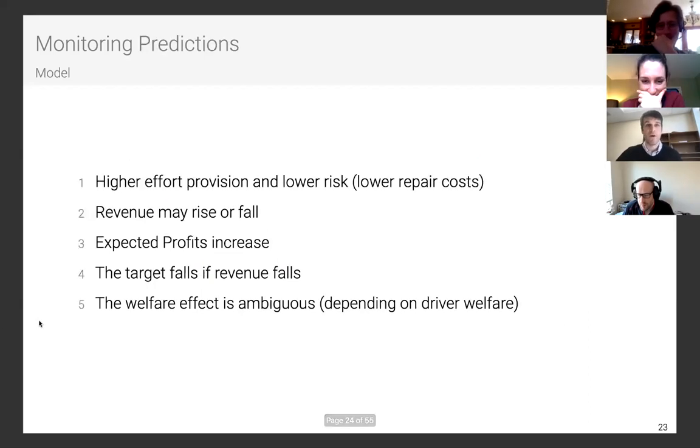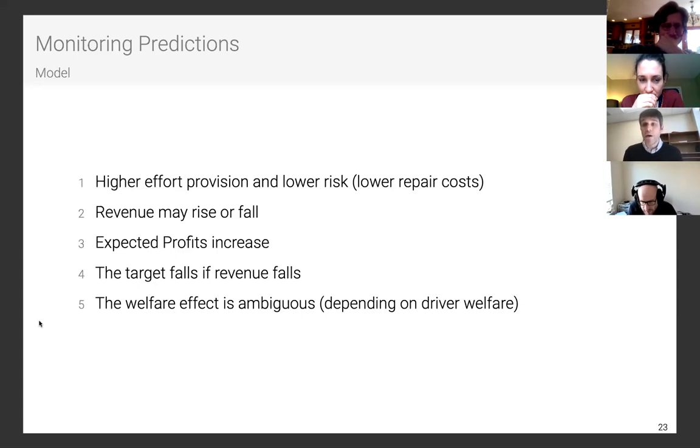So what are the predictions that we should see from this monitoring device? Directly from what I just said, we're going to expect to see effort go up and risk fall. So we should see lower repair costs. We actually get an ambiguous prediction on the revenue, so it may rise or fall. This is simply because more effort is going to increase revenue, all else equal, but lower risk will decrease revenue, all else equal. And we are going to expect profits to go up, largely because the owner is only going to accept lower revenue if expected profits have fallen by more. So profits should unambiguously rise.